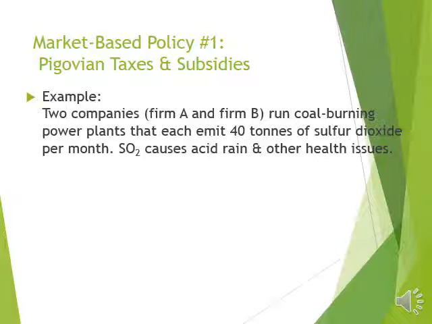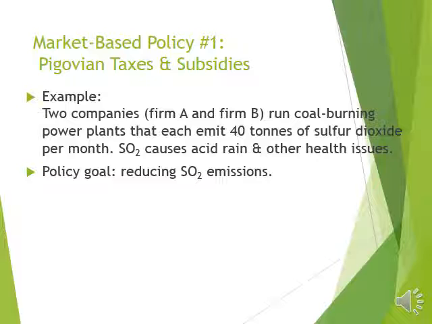Let's say there's two companies, called Firm A and Firm B, and they both run coal-burning power plants. So it's from a country which generates electricity by burning coal. Here in Kurdistan, you used to do that actually back in the 50s and 60s in Kirkuk, but these days it's mostly gas generation.